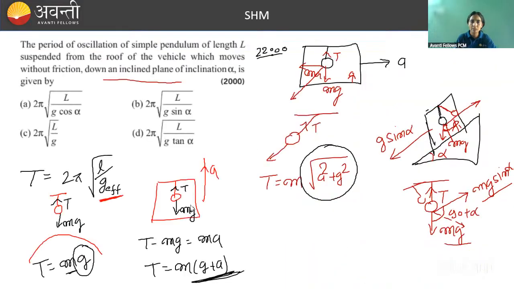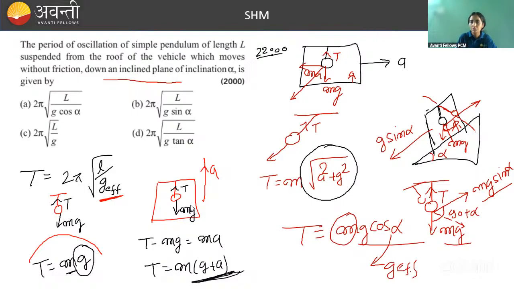Now see, what will the tension be equated with? Here the tension will be equated with mg cos alpha, in a particular inclination, in a particular position like this. This is the equilibrium position. So T equals m into something, that is g cos alpha. So here g effective is this. You will write here that the answer will be your option A: 2 pi root under L by g cos alpha. That is how we solve such questions.